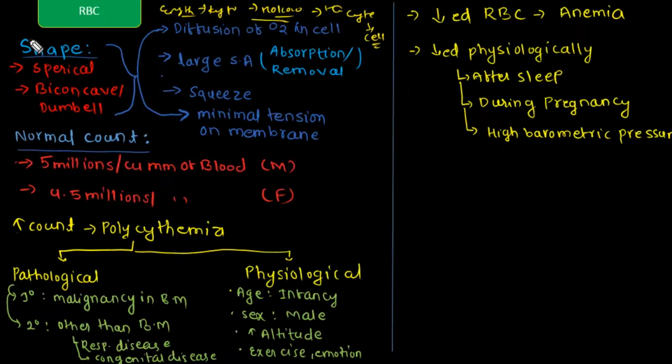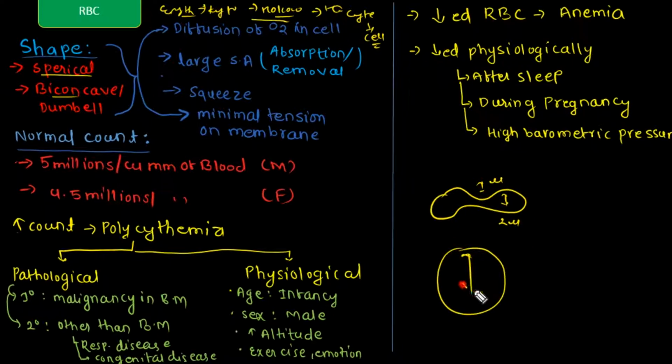Let us talk about the shape of the RBC. RBC has a spherical shape if we see it from the front, and if we see it from the side we can see it as a dumbbell shape. Dumbbell shape means the periphery is around 2 micron thick, whereas the center is around 1 micron thick. The diameter of this red blood cell is around 7.2 micron, and it consists of a central pallor, which is 1/3 of the diameter of this RBC. The size of RBC is nearly equal to the size of the nucleus of lymphocytes.